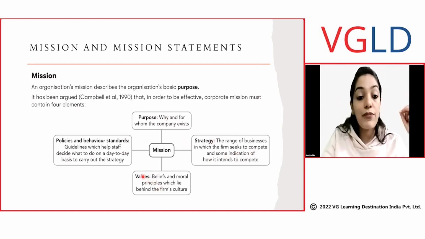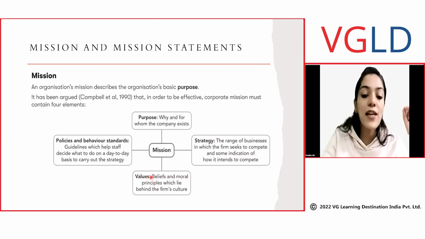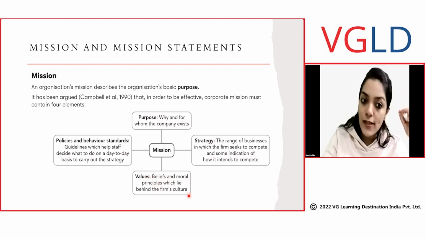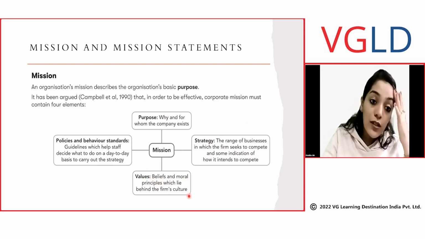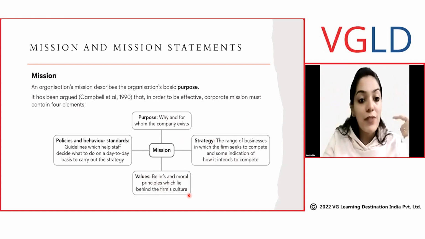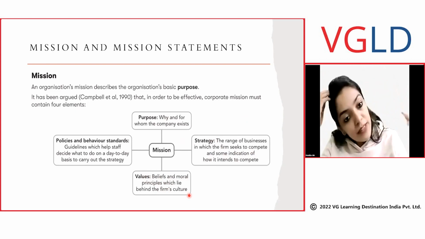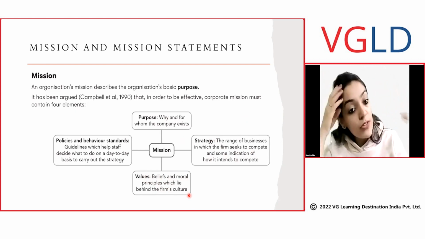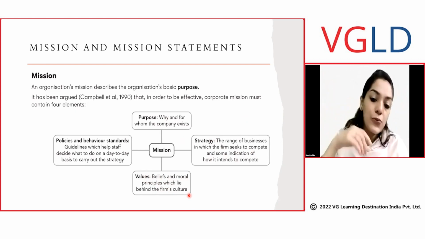And then we have values, beliefs, and moral principles which lie behind the firm's culture. And what are the values? So you saw, right? Most of the companies were giving their values: inclusion and diversity, employment. All of these are the values which a company lives by. So how are they contributing to the society? You can see that from their values.